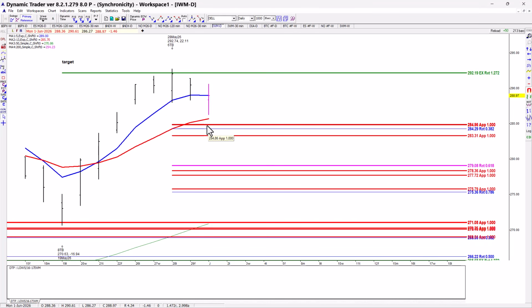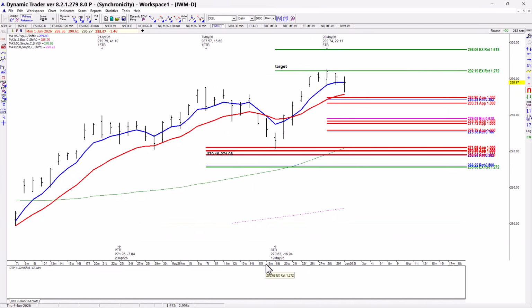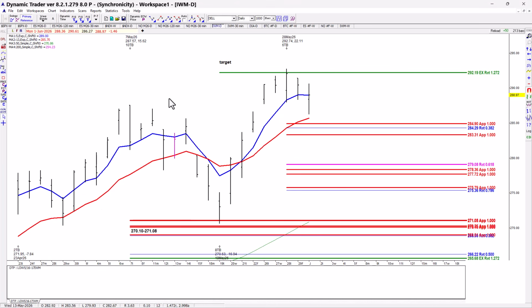So actually, I think I'll just make this easier to see. There we go. So first area is coming in at 283.31 to 284.90. Second area that stands out is 277.72 to 279.08. If we get there, those are two places that I would look for possible new entries.